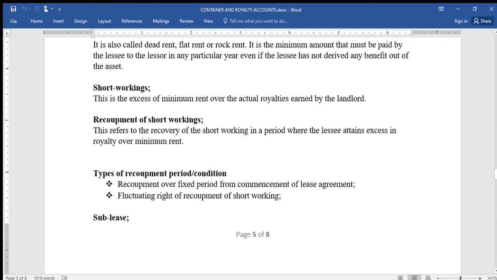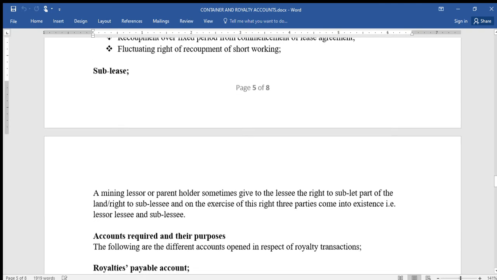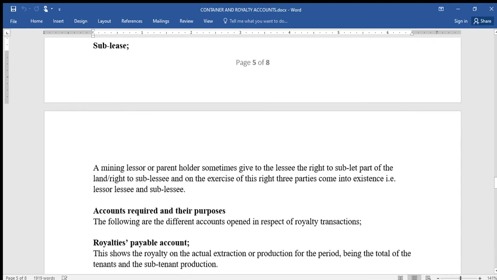Now let's look at the types of recoupment period or condition. Recoupment of a fixed period from commencement of a lease agreement, then fluctuating rate of recoupment of short workings. So the two types of recoupment period can either be fixed or fluctuating. Then let's also look at subleasing.